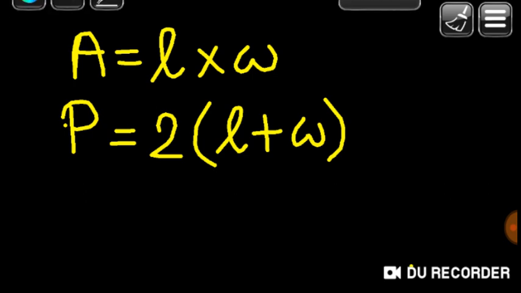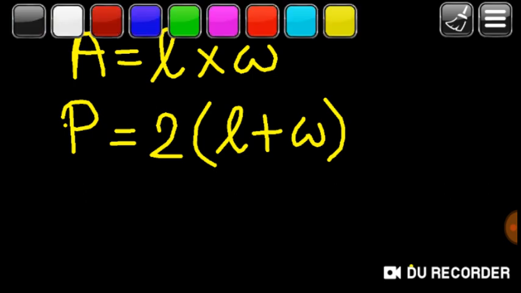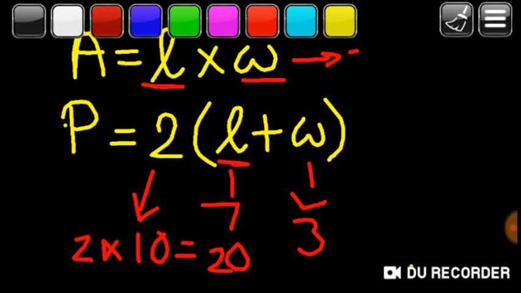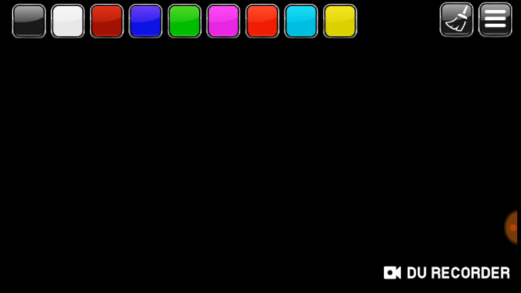So I want you to put the values for this, say the length is going to be 7 and the width is going to be 3. So it's very easy. The answer over here would be 2 times 10, which will give us 20, and here it should be 7 times 3, which will end up giving the answer 21. So this is how you can get the area and the perimeter of the rectangle.